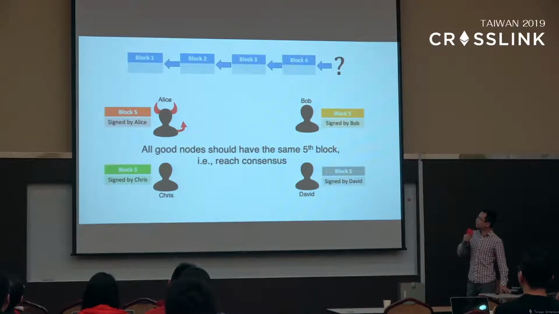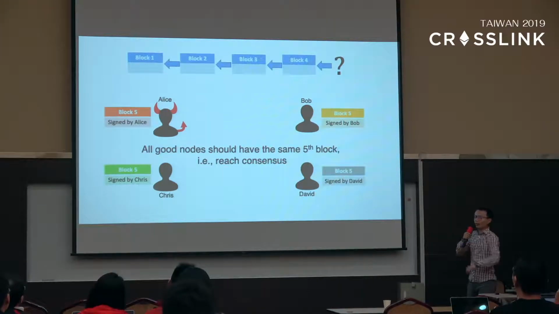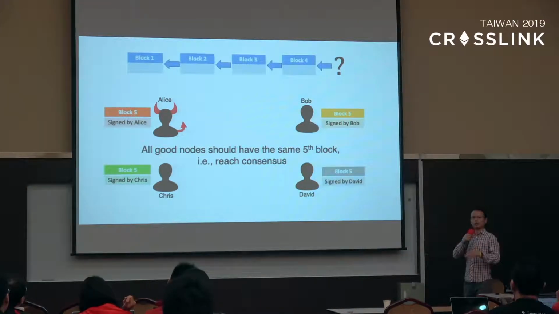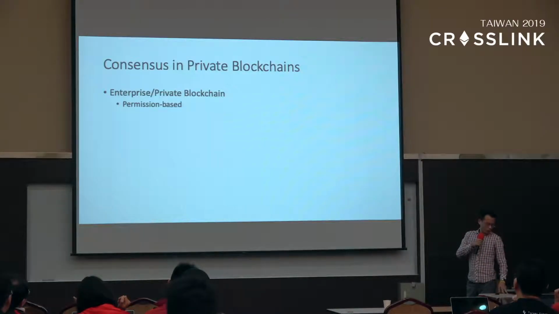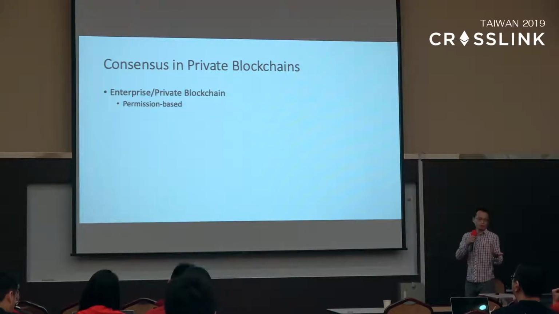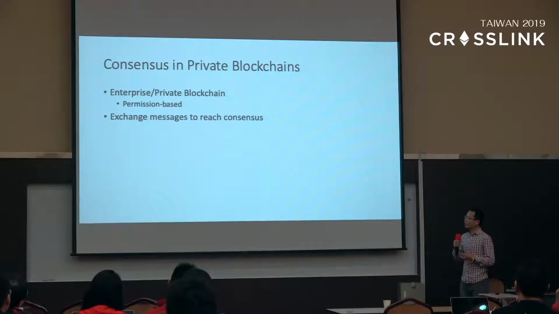With the presence of faulty nodes, we cannot guarantee that all nodes have the same blockchain. So instead, we focus just on the good nodes, and we want to make sure that all the good nodes receive the same block. As I mentioned earlier, we consider private blockchains. This just means that not everyone can join the system; only special nodes can join. And in private blockchains, we can reach consensus by exchanging messages.